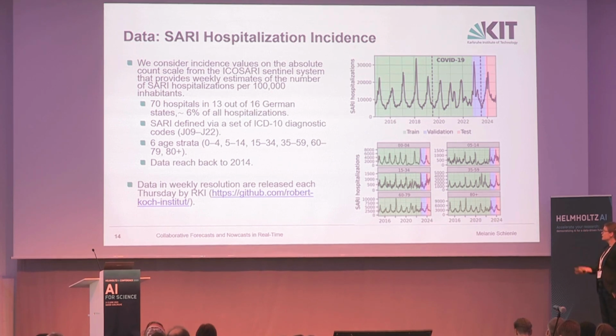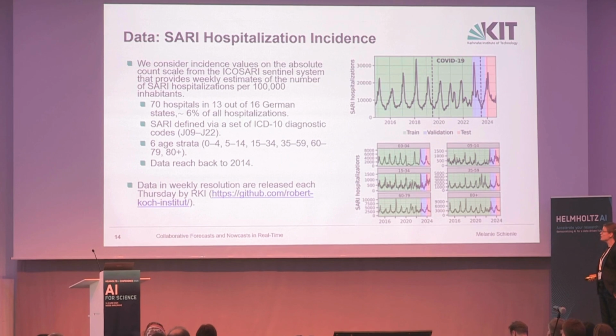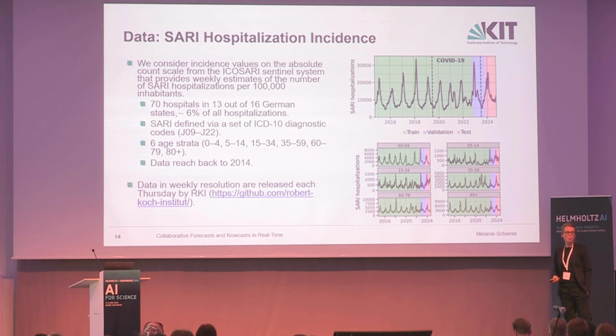The data is weekly and is provided by the Robert Koch Institute, now even in numbers. Before, it was sometimes in tables and in pictures. Yeah? And here's once again the graph. It tells you that we have a training period, a validation period, and a test period, and we have some age strata that we look at separately, because for RSV you are actually more interested in the younger share of the population. Yeah?